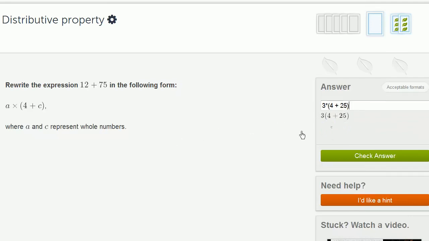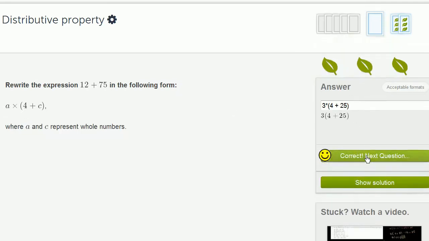And it looks like we've actually put it in the form that they want us to put it in, where 3 is A and 4 is right there, and then C is 25. So we've put it in the right form. Let's check our answer. We got it right.